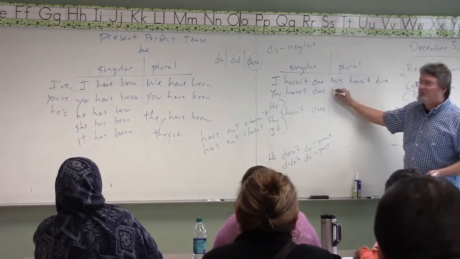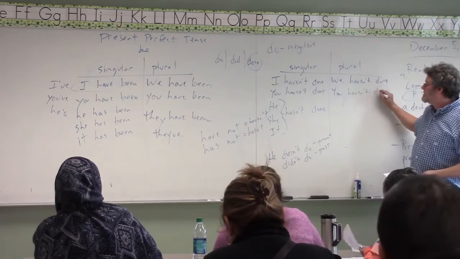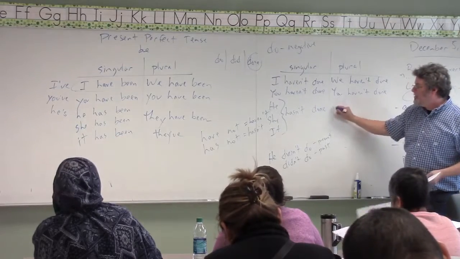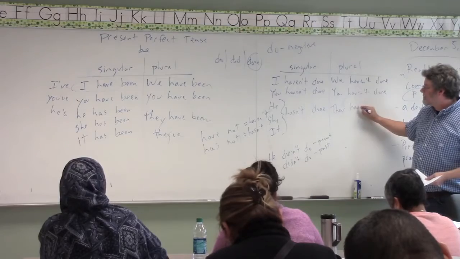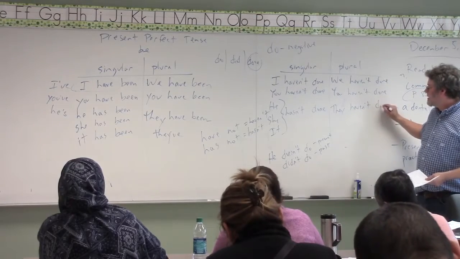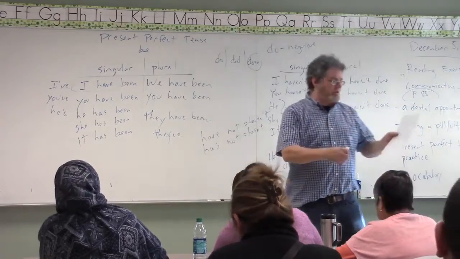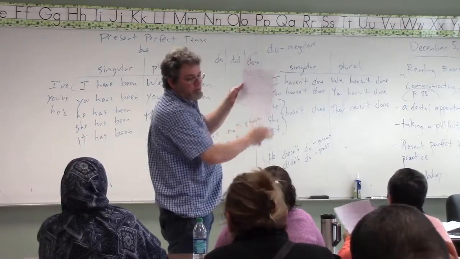You, plural, still going to be you. You haven't done. And then the plural for he, she, and it would be they. And these are all going to be the same. Haven't done. And so that's what this section should look like after you get it finished. Singular and then the plural.